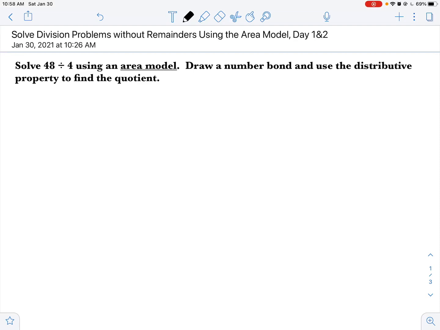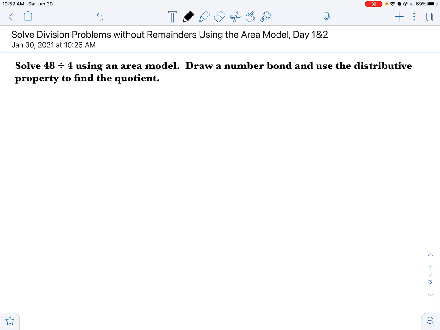Hello, everybody. Today we're going to continue our exploration of solving division problems using different models and strategies. And today we're going to shift back to using the area model that I just very briefly introduced to you a couple of weeks ago. It's going to make a little bit more sense this time. So a couple of pieces of note before we get going.